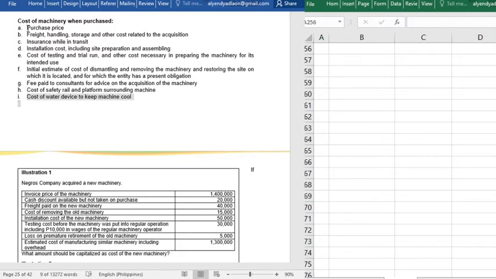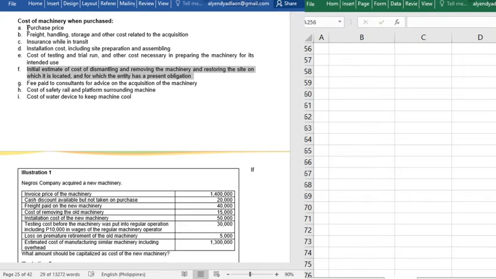Now, class, take note of the letter F, initial estimate of cost of dismantling, or in other words, the cost of removing the machinery and restoring the site on which it is located and for which the entity has a present obligation. Take note that not all of the initial estimate of the cost of removing the machinery is added to the cost of machinery. That is only true if the entity has a present obligation. Otherwise, it will not be added to the cost of machinery.